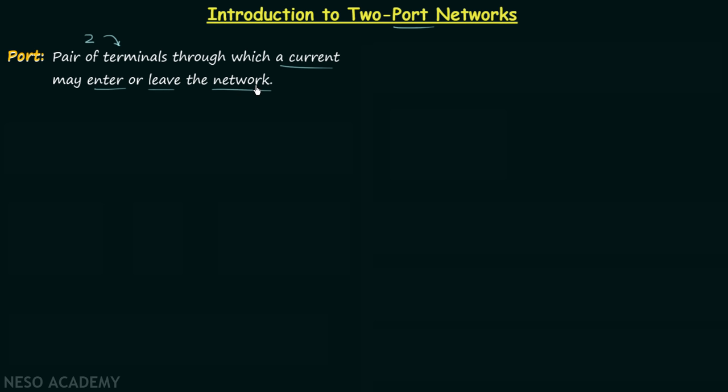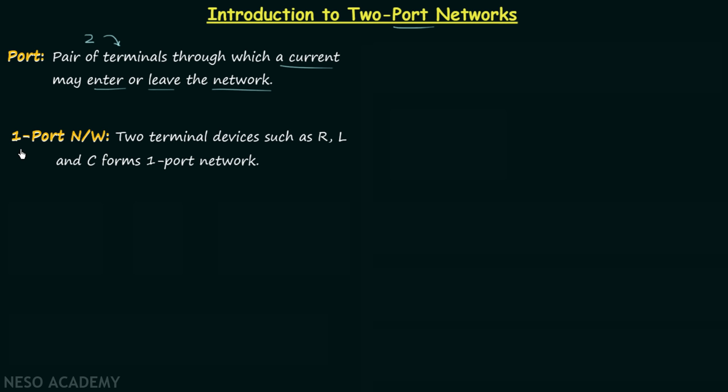Now, depending on the number of ports, there are different types of networks. For example, when we have one single port in the network, it is known as a one-port network. And in one port, we know there are two terminals. So, two-terminal devices such as resistors, inductors, and capacitors form a one-port network. Here you can see one resistor, and the resistor has two terminals. Let's say this terminal is terminal 1 and this terminal is terminal 1 prime. So two terminals are there. This means we have one single port in this particular network. Similarly, for an inductor and a capacitor, we have two terminals and hence one single port.